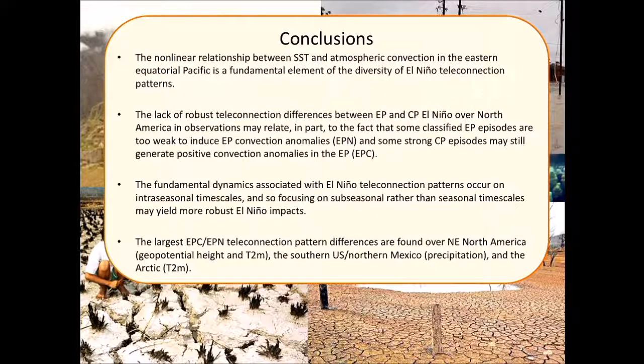But the fundamental dynamics associated with El Nino teleconnection patterns occur on intraseasonal timescales, and so focusing on subseasonal rather than seasonal timescales may yield more robust El Nino impacts. And the largest EPC-EPN teleconnection pattern differences are found over northeastern North America, southern U.S., and northern Mexico in terms of precipitation, and the Arctic.